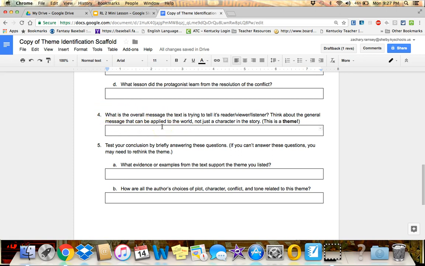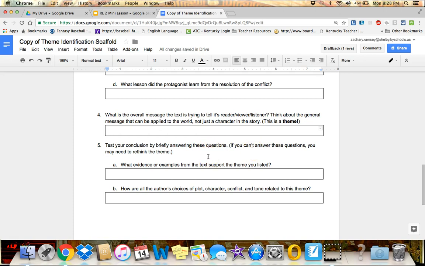It says, what is the overall message the text is trying to tell its reader, viewer, listener, whatever it is? Think about the general message that can be applied to the world, not just a character in the story. That's your theme, okay? A lot of times, right up in here, this answer is going to reflect heavily down here. Now, if you're not sure if you got the theme right, here's a way to test your conclusion by briefly answering some questions. If you can't answer these questions, you may need to rethink the theme that you've listed.